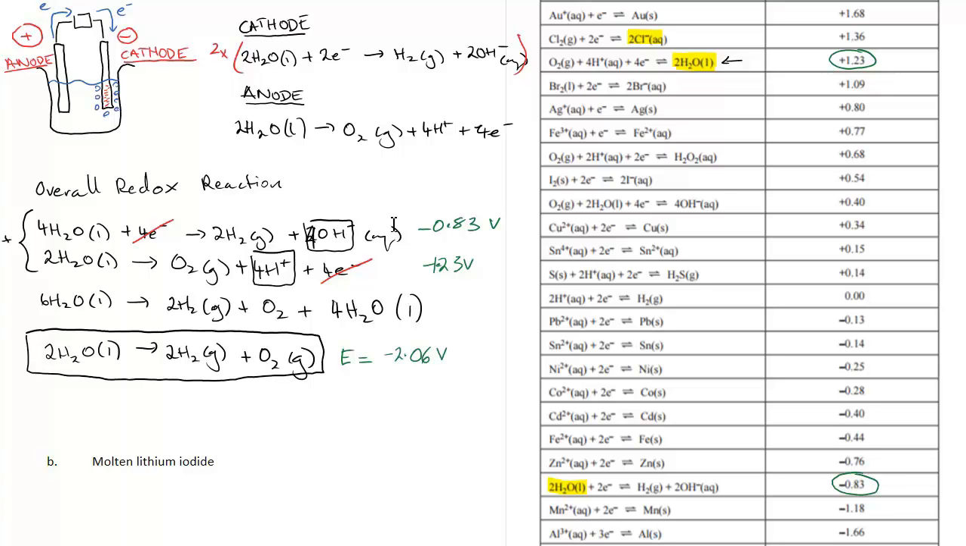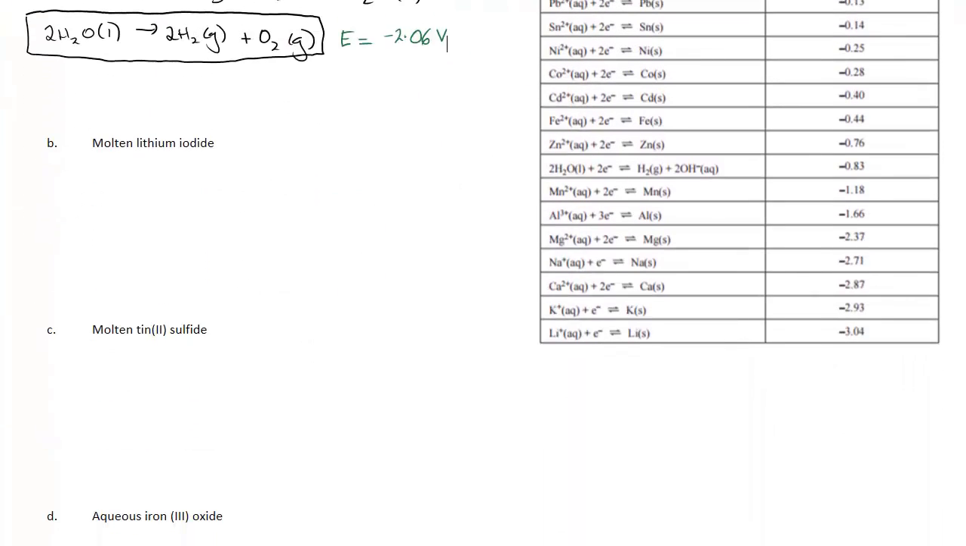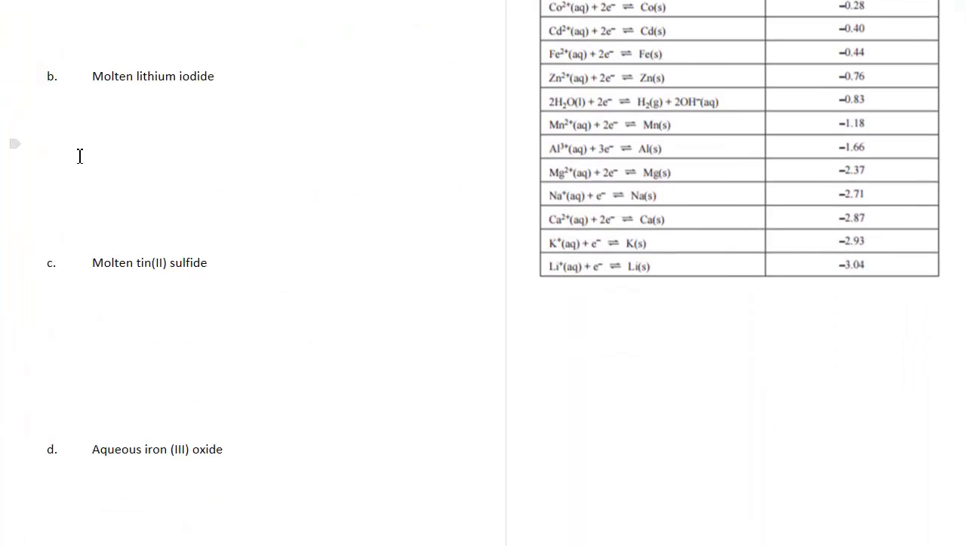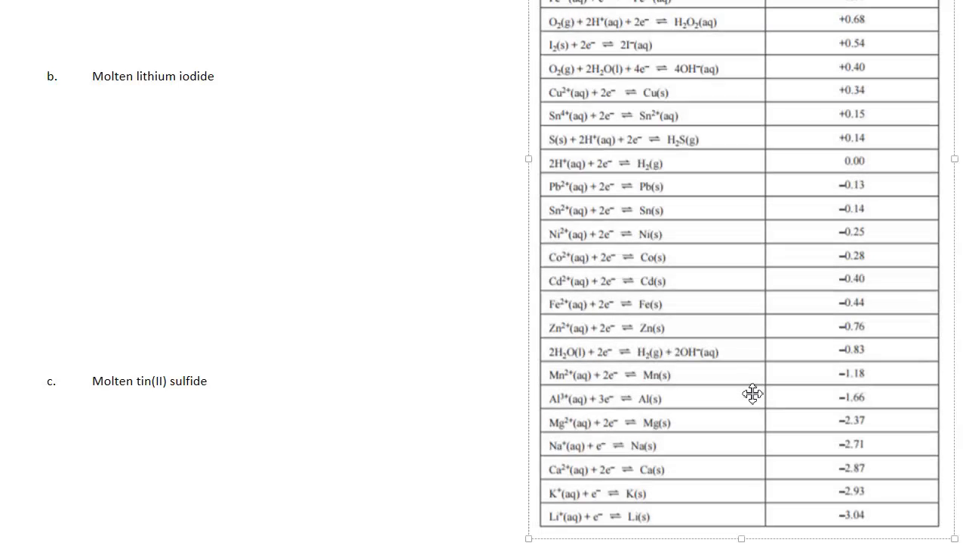Now, I'm just going to get rid of these. So with electrolysis, it's all about thinking about which side gains electrons, which side loses it, and then obtaining the overall reactions. So, I just drag this down a little bit. So we have molten lithium iodide. Now, molten lithium iodide, the fact that it's molten means no water. So water is not going to interfere.